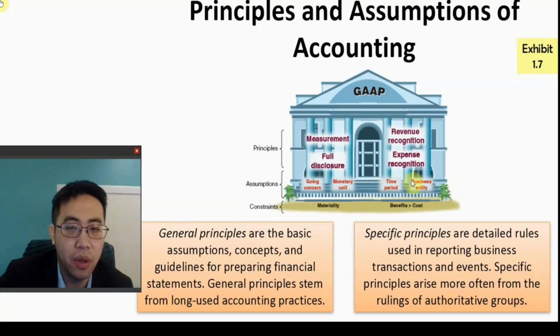And you also have different assumptions, which are going concern, monetary unit, time period, and business entity. And we are going to introduce a lot about the business entities in the United States. And of course, we will use money or dollar figures to measure the accounting items, and we will apply a certain time period, whether it's happening in a quarter or in a year.